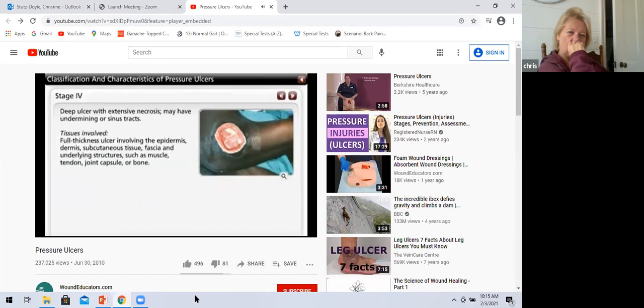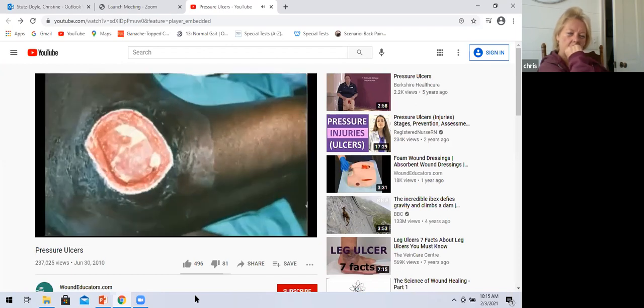A stage 4 pressure ulcer involves full thickness tissue loss with exposed bone, tendon, or muscle. Slough or eschar may be present on some parts of the wound bed. A stage 4 pressure ulcer often involves undermining and tunneling.